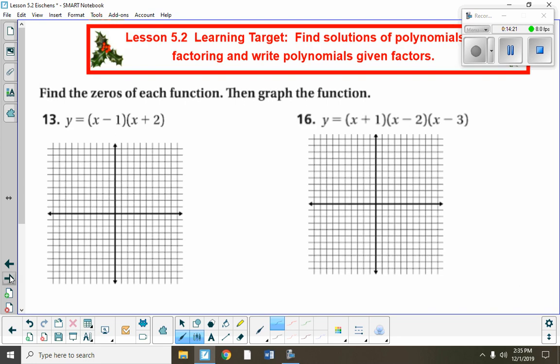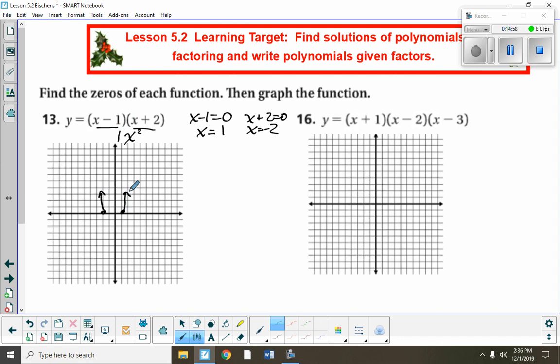Now we're going to find the zeros of each function and then graph it. So to find the zeros, you set each factor equal to 0. So x minus 1 equals 0, x equals 1, x plus 2 equals 0, x equals negative 2. So 1 and negative 2. And we just need some more points. So first of all, if we multiply the first times the first, the leading coefficient would be 1. And the degree would be 2 because x times x is x squared. So we know it's positive, so it will be an up-up behavior.